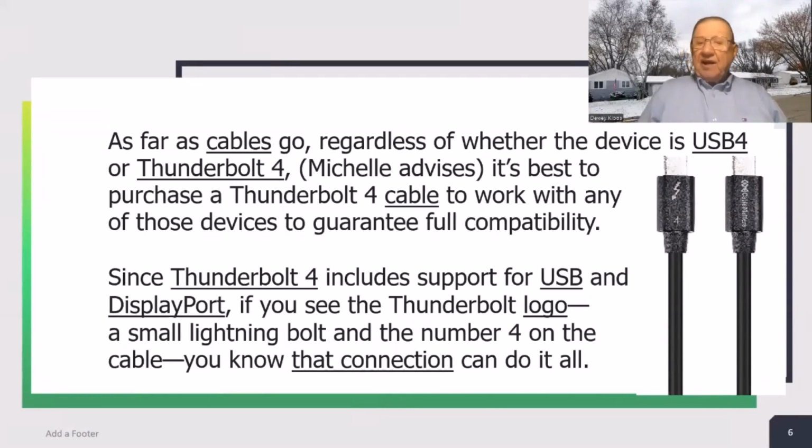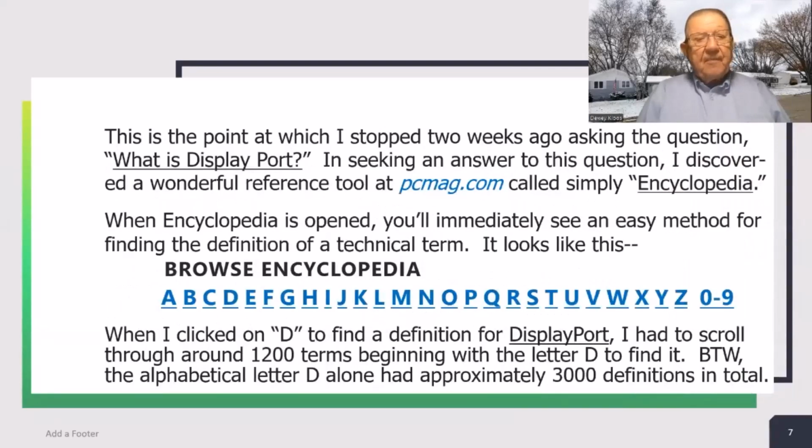Since Thunderbolt 4 includes support for USB and DisplayPort, if you see the Thunderbolt logo, which is a small lightning bolt and the number 4 on the cable, you can check at the right, you know that connection can do it all. It's a great connection, Thunderbolt 4. This is the point at which I stopped 2 weeks ago, asking the question, what is DisplayPort?